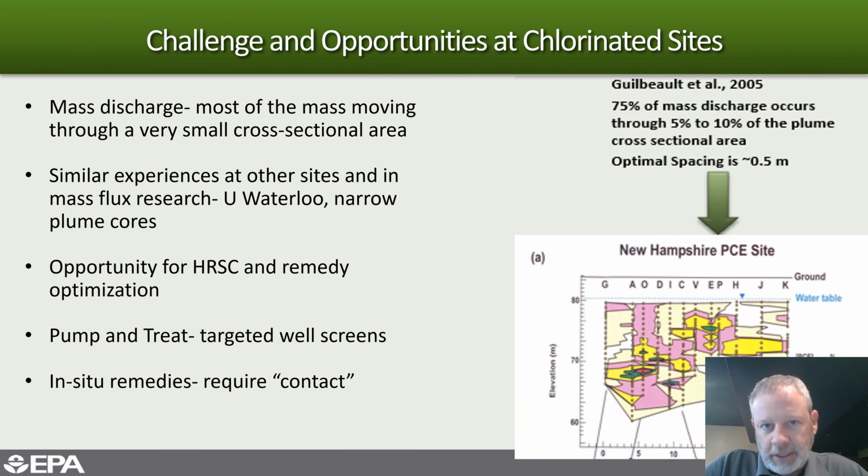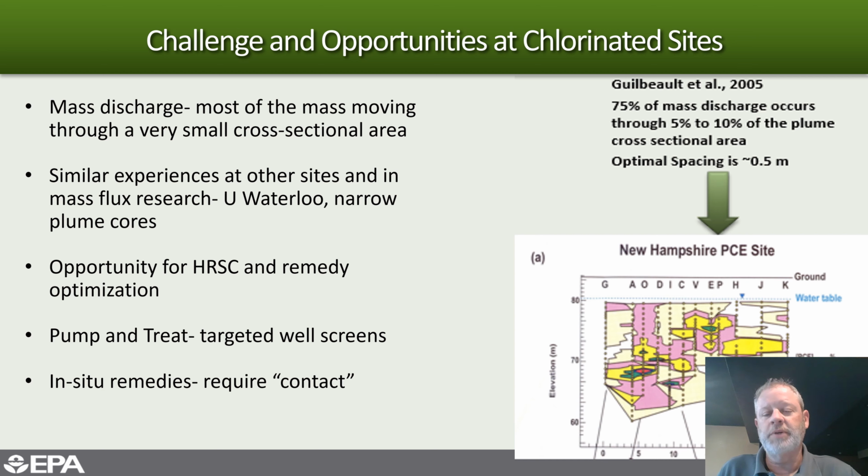Now, before we jump into the case studies, I thought it was worthwhile to recall one of the slides I showed in the intro, which is some work that was done by a gentleman by the name of Martin Gerbeau in 2005, looking at very high-resolution vertical sampling at a PCE solvent site in New Hampshire in the U.S. And the findings were quite similar to what we've experienced at other sites, but basically a lot of the mass, the majority of the mass, moving through a very small cross-sectional area of the site.